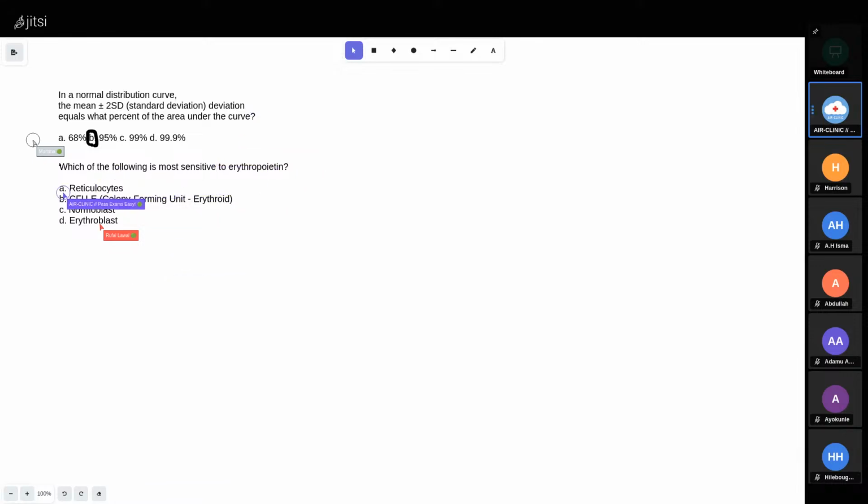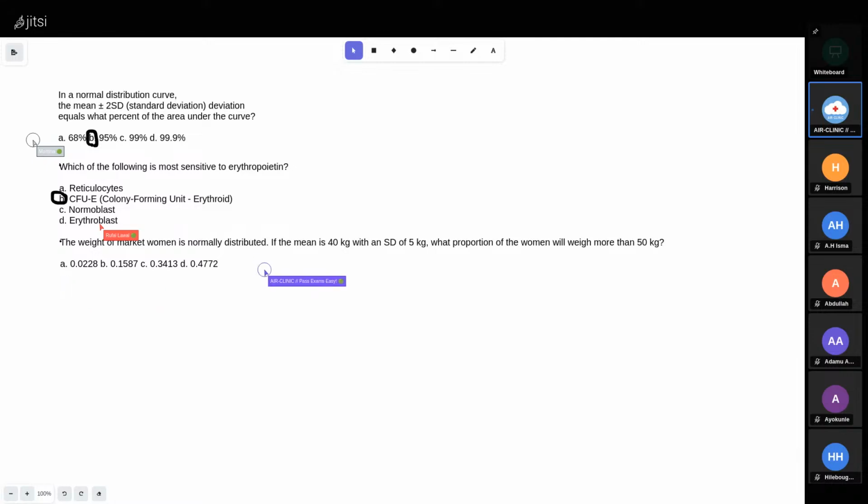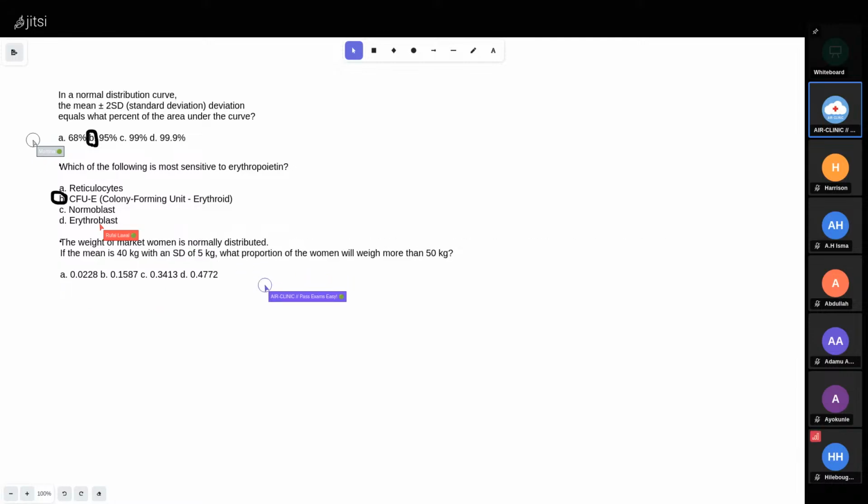Of course, it's colony forming units for erythroid. Colony forming units will be most sensitive to erythropoietin, followed by reticulocytes in that option, or even normoblast before. Reticulocyte will come before the proper red blood cells, so it's even lower down. Normoblast, erythroblast, then before reticulocyte, before the red blood cells.